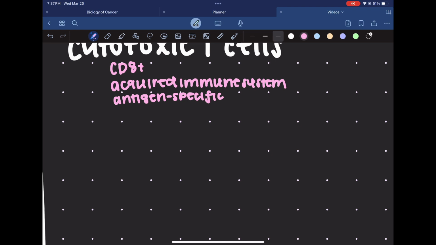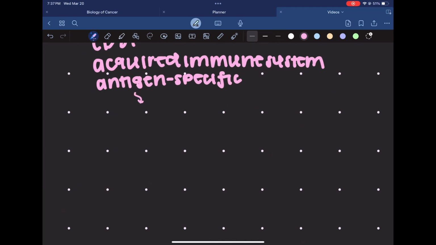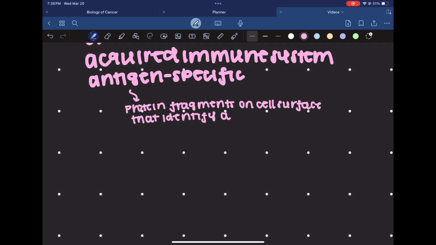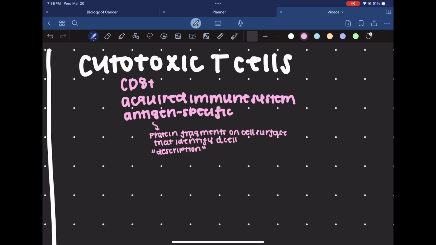And antigens are just going to be these kind of small protein fragments on the cell surface that identify a cell. Right? So they're kind of almost like a description. They're these unique attributes of a cell that allow them to be recognized by our CD8 plus cells.